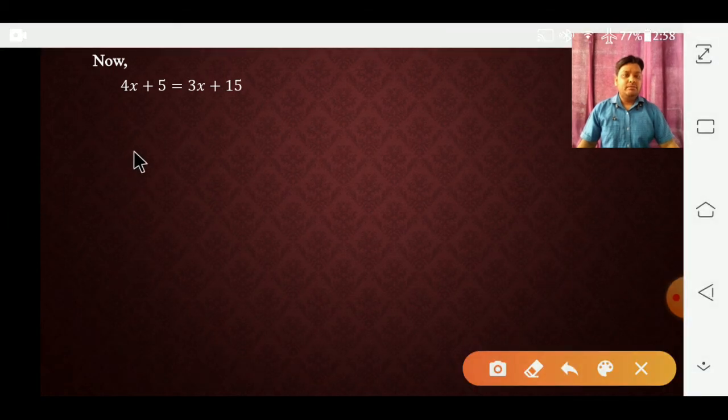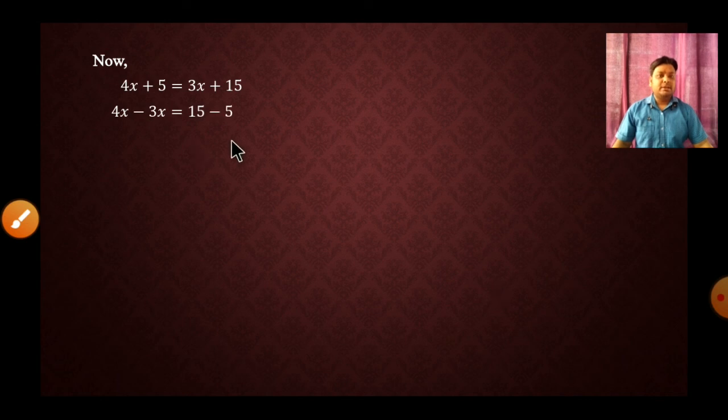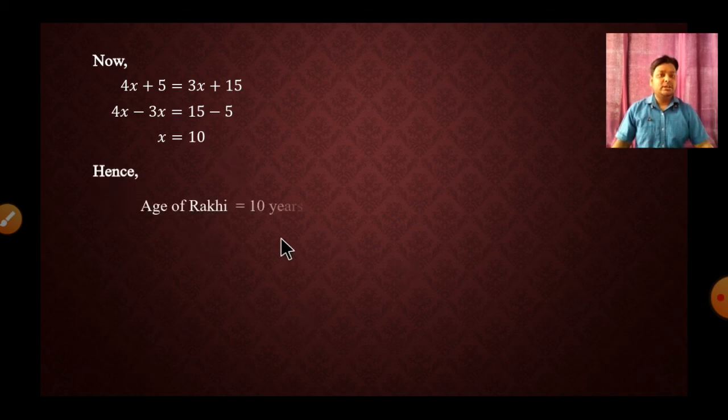Now again we will use transposition method because 3x is the variable. So we can take it to this side and plus 5 to this side. Now it will be 4x minus 3x and 15 minus 5. Now 4x minus 3x is 1x. So we will write only x, and 15 minus 5 is equal to 10. So x is equal to 10. And this is the age of what? Age of Rakhi. Okay. So hence we can say that age of Rakhi is 10 years.